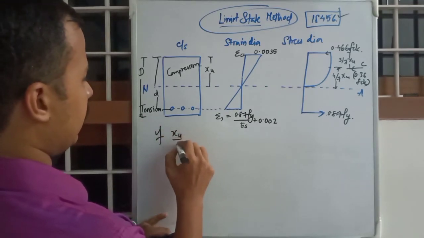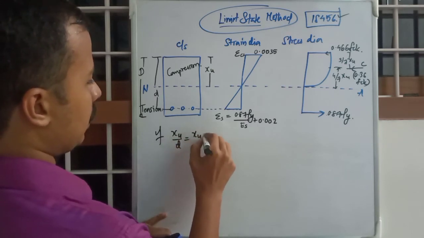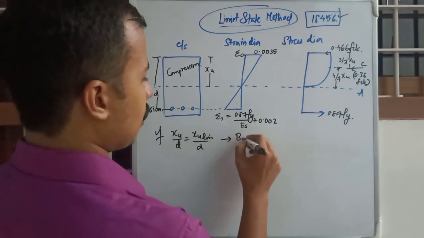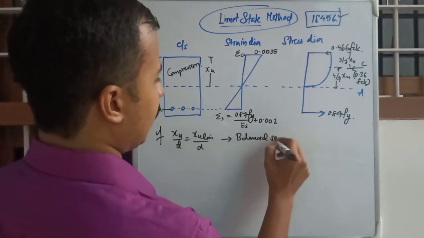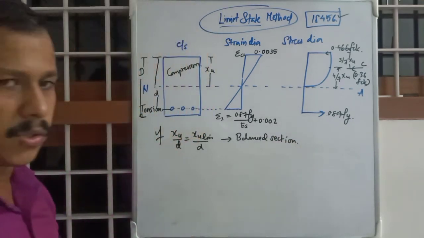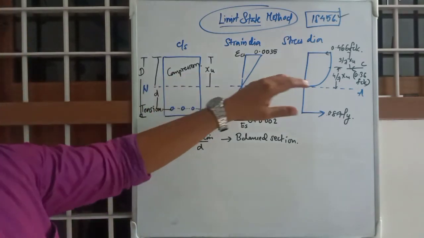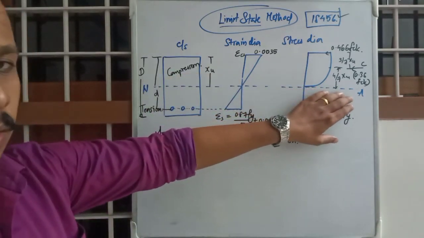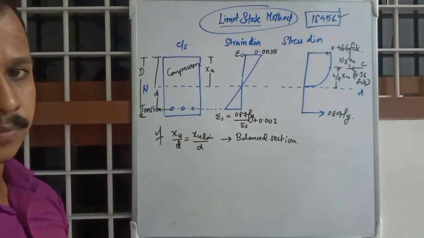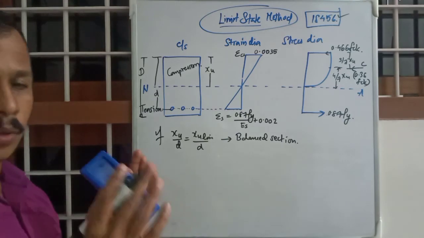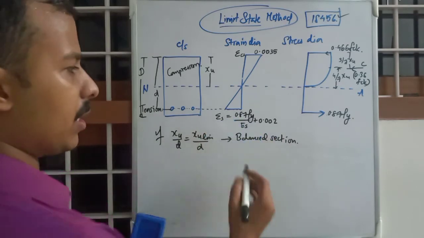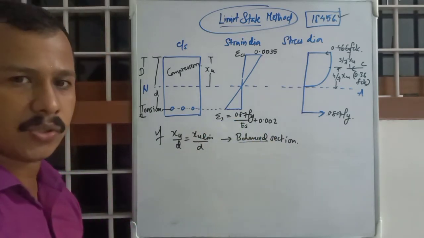If Xu by d is equal to Xu limit by d, then it is known as a balanced section. That is, the strength of concrete and steel are equal. It is not over reinforced, it is not under reinforced. The strength taking capacity of compression and tension are equal. That's why it is called balanced.